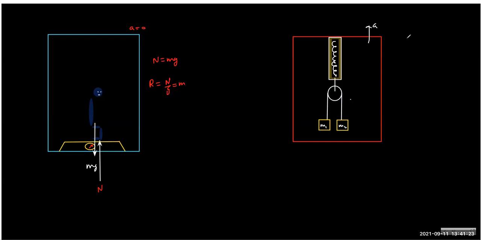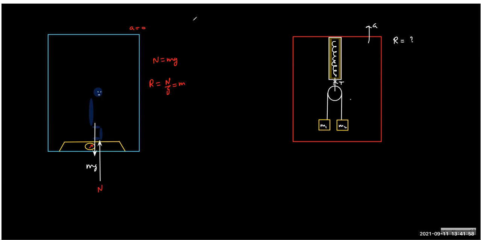Let's take one particular case to solve the question. So the question is, what is the reading of the spring balance? What it will read is the tension in the connecting parts. And if I know this answer, then I can solve this question. You can solve this question after some time when you learn something more in the level 2 problems.